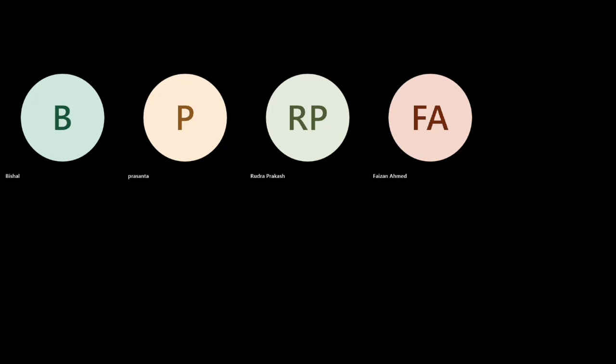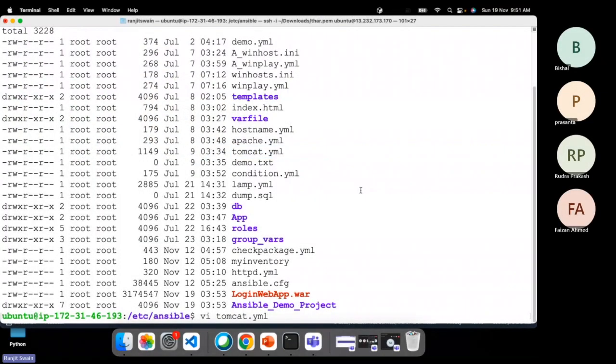Right. So let me quickly go to the Ansible default directory. Remember, once you install Ansible, the default directory will be under /etc/ansible. So let's go there, and I have a project called tomcat.yaml. I've written a very small tomcat.yaml. It's a playbook, and I'm going to show you how the playbook is written.